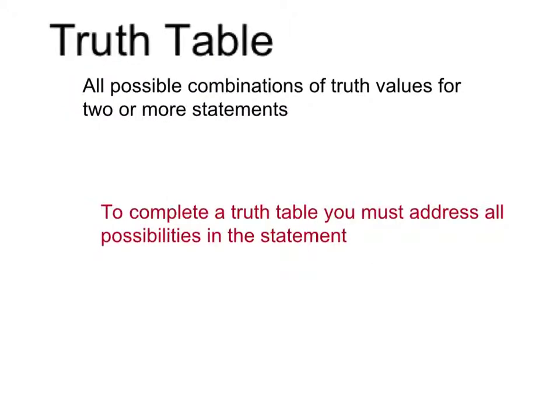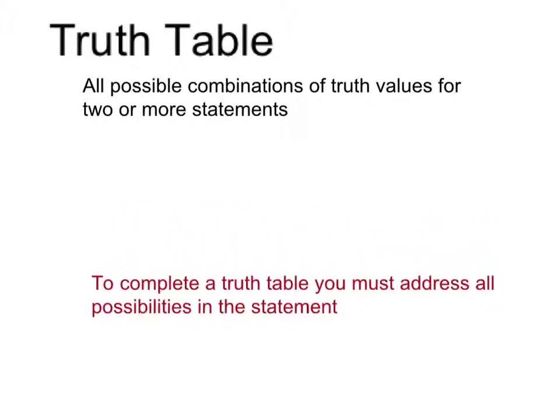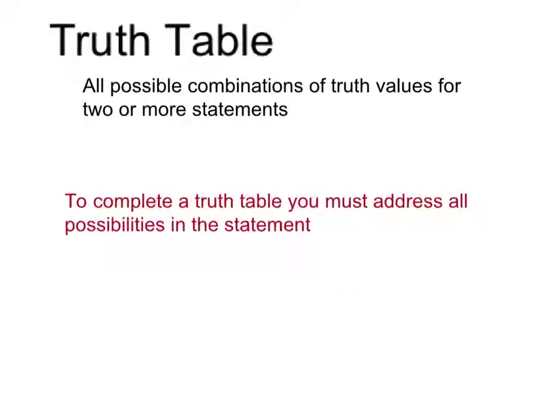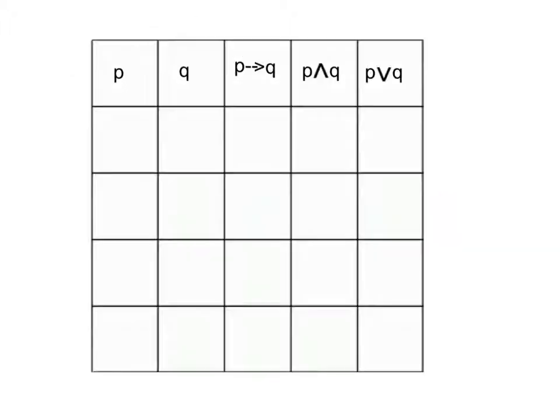Now, the truth tables are not real hard. All we have to do is put together a table and put all the possible combinations of truth values for two or more statements in that table. And again, to complete a truth table, you must address all possibilities in the statement. So let's go ahead and look at the next slide where we have a truth table.